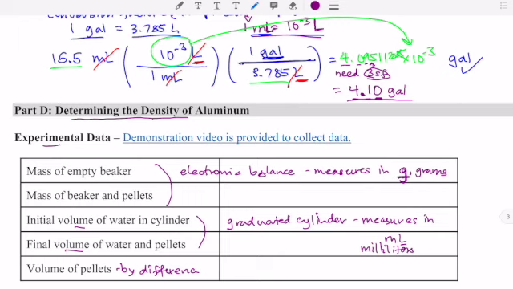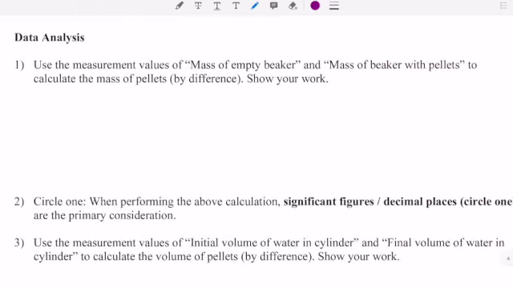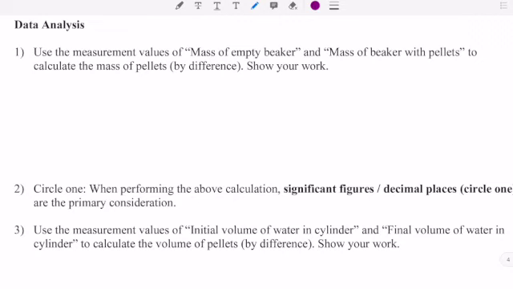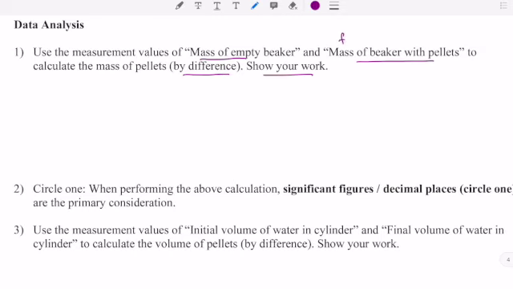And that's actually on the next page: determining the mass of the pellets also by difference, and the volume of the pellets by difference. So let's turn to that next page. So the measurement values: the mass of the empty beaker and the mass of the beaker with pellets, by difference. To show your work, the mass of the beaker with the pellets is your final mass, and the mass of the empty beaker is your initial mass.